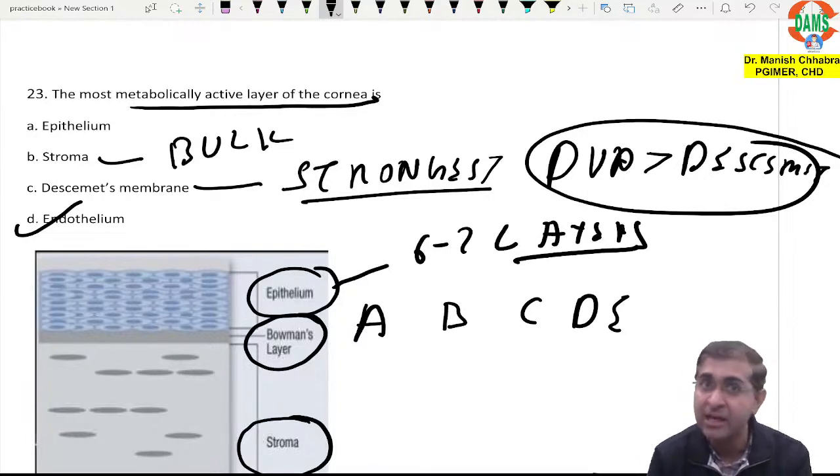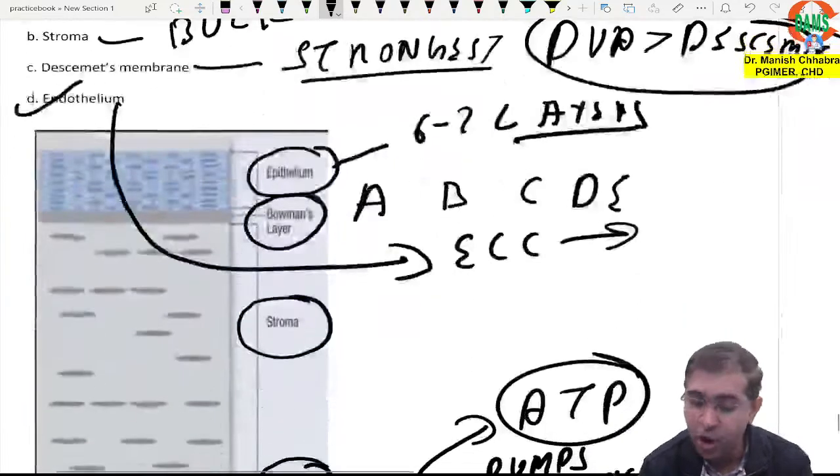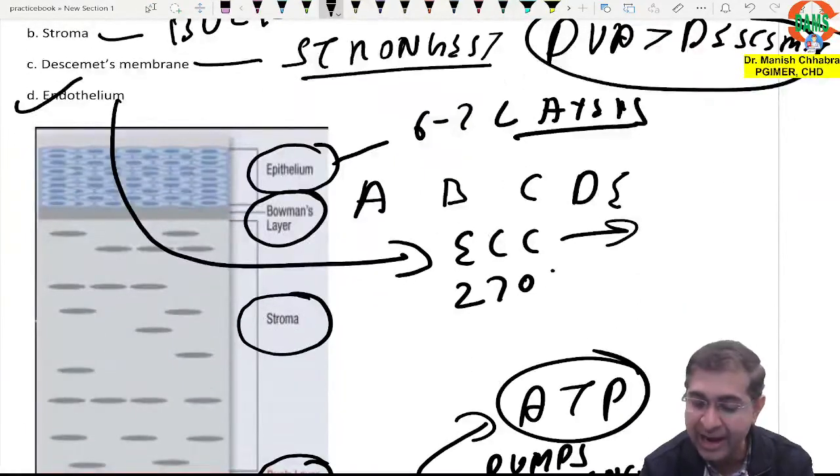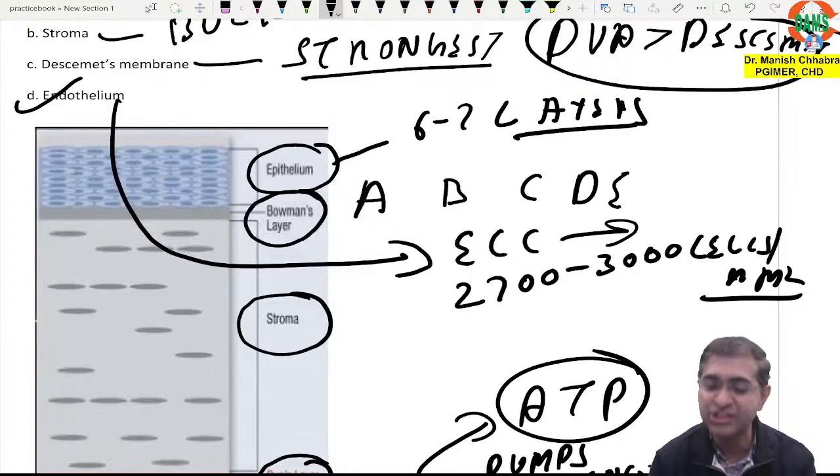Okay, can you tell me what is the normal endothelial cell count, ECC? Normal endothelial cell count in adults is 2700 to 3000 cells per millimeter square. How do you measure the ECC?